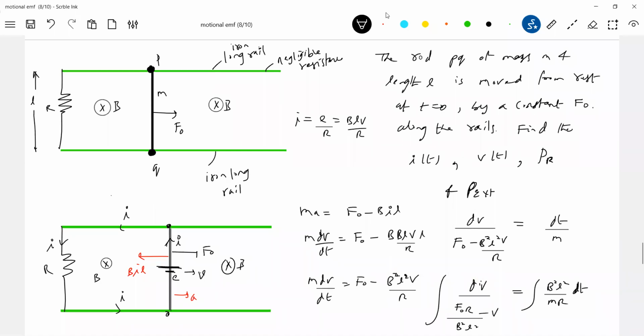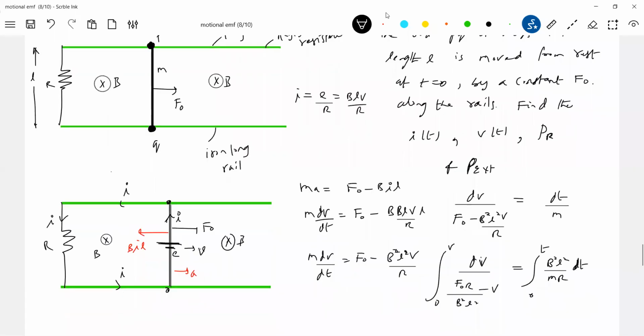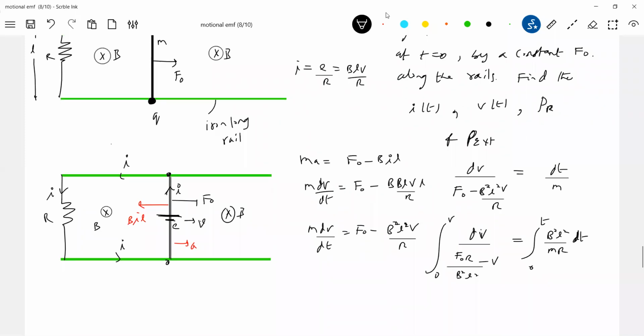Let me bring the coefficient of V, let it be 1. Initially it was at rest. So this should be equal to log of F naught R minus B square L square V, from 0 to V, is equal to minus of B square L square by MR times T. Upper limit, lower limit, substituting all this, I'll end up with B square L square F naught R.